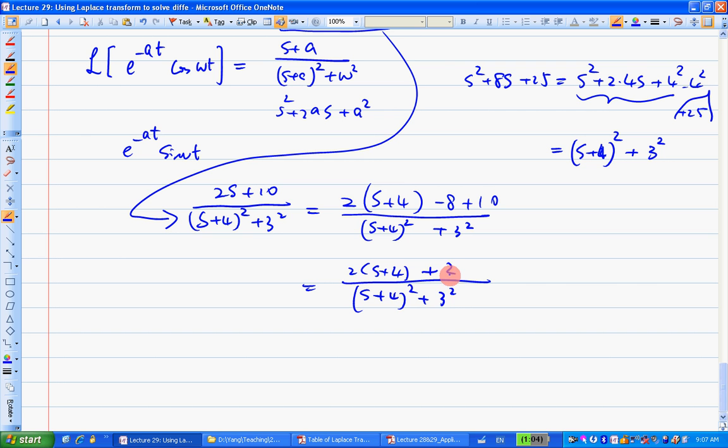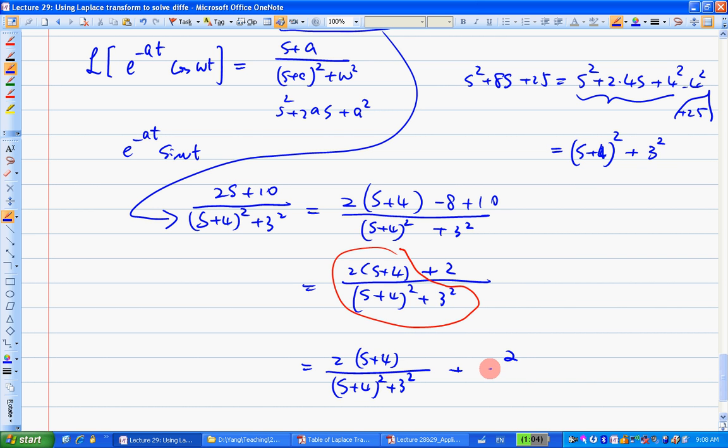So then I'm going to separate this one into 2 terms. One is this, and the other is the other. Okay, so then I got 2s plus 4 over s plus 4 square plus 3 square. Okay, the other one is 2 over s plus 4 square over 3 square. Is that good? Yeah. So always remember, the purpose is to try to use the table here.